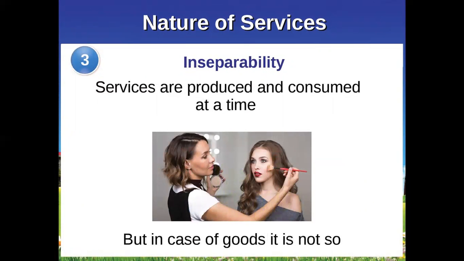So first was intangible, second is inconsistent. Third is inseparability. Services are produced and consumed at the same time. Unlike goods, which are produced much before they get consumed. If you're buying a noodles packet or chocolate, these are goods which get produced much before you buy them. But in case of beauty services, a makeup artist applies the makeup while you are there. Services are produced and consumed at the same time. It cannot happen that you go to a surgeon for a surgery and say, I'll get it done later, just give me some voucher. It has to be then and there.